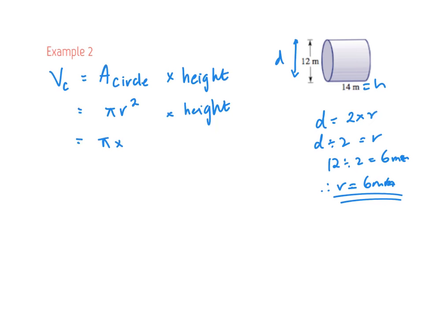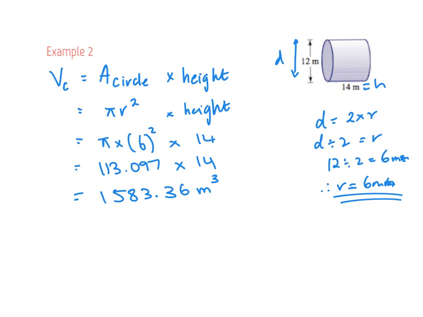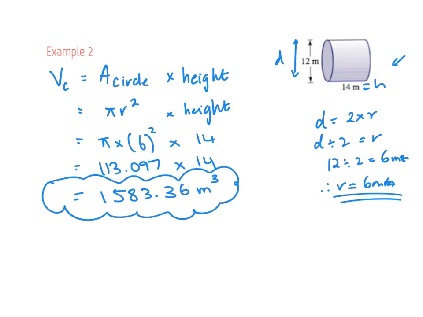So pi times 6 squared times my height, which is 14. So over here I end up with 113.097 times 14. I end up with 1,583.36 meters cubed as my final answer. So the volume of this cylinder over here is 1,583.36 meters cubed.